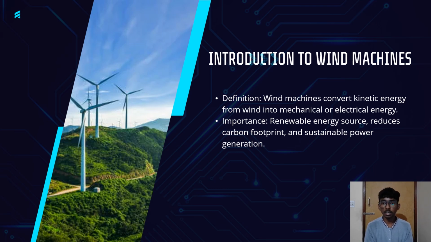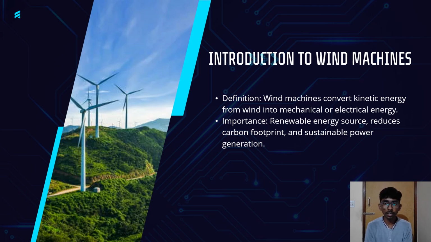So what is a wind machine? It converts kinetic energy from wind into mechanical energy or electrical energy. You can see the wind turbines in the image. With a dynamo, we can either generate electricity or directly use the wind energy, converted from kinetic energy into mechanical energy, to rotate any device we need.